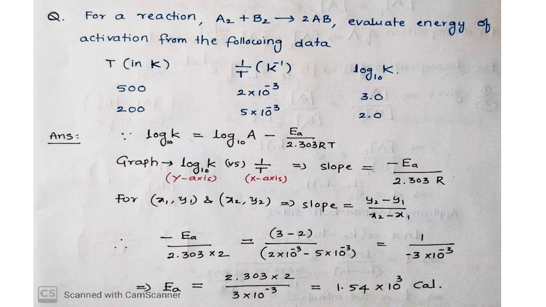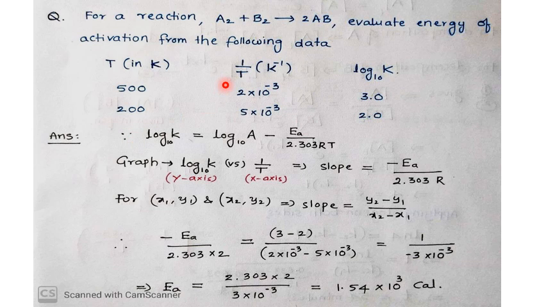Yes. For a reaction A2 plus B2 gives rise to 2AB, evaluate energy of activation from the following data. So this is the reaction given to you. You have to evaluate energy of activation, means we have to calculate EA. Okay, this is the data: temperature 500 and 200 Kelvin, 1 by T value and log 10 K. Log K value is given. This is the data given to you.